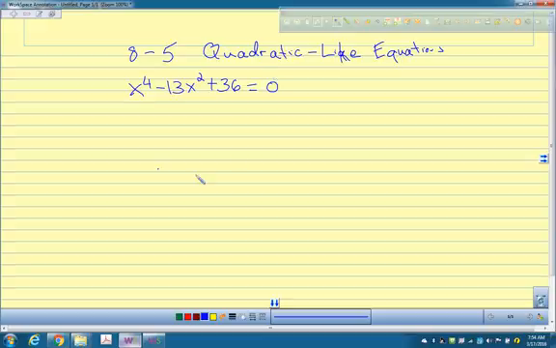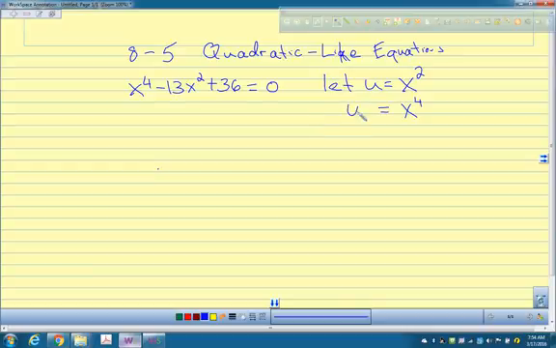So what you do is, see how it kind of looks like a quadratic, but it's got a fourth there instead of a square? You do what's called U substitution. So you say let U equal, usually this second thing right here. I'm going to let U equal x squared. I'll show you the way this works. If U equals x squared, then what's x to the fourth equal to? If U equals x squared, then U squared, okay?